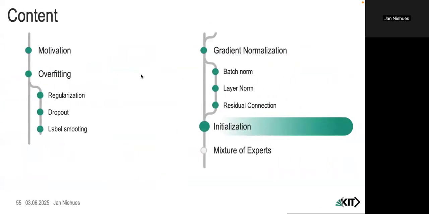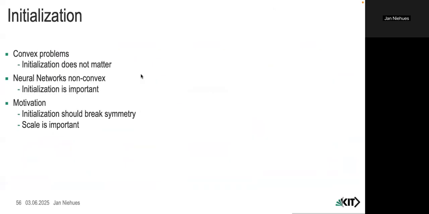Good. Then only one or two slides on initialization, very short. If we're using SGD on convex problems, initialization doesn't matter because we always end up in our minimum. The problem is that neural networks are non-convex, and therefore initialization is also quite important. For example, the scale is important, so that you're going in the right direction, with the right learning rate at the beginning. Therefore, there are at least some rules of what normally works well.